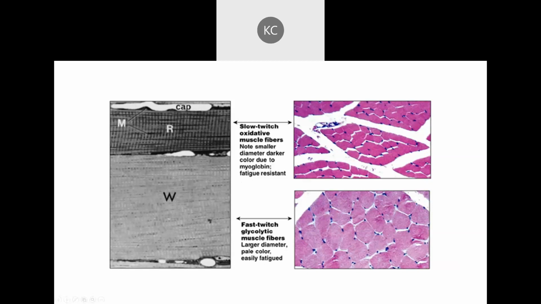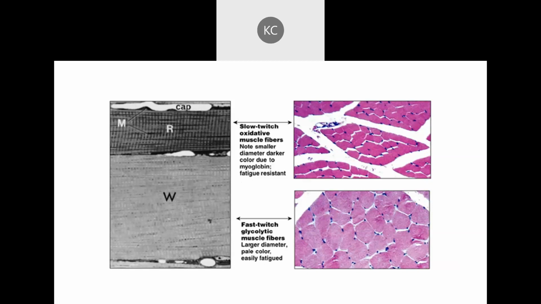Break down glucose, produce a little bit of ATP, they produce greater amounts of tension, they contract much more quickly than the slow twitch fibers, but they fatigue relatively easily, right? So these are the fast twitch fibers. These are used for very short bursts of energy like sprinting or weightlifting, something like that, right?